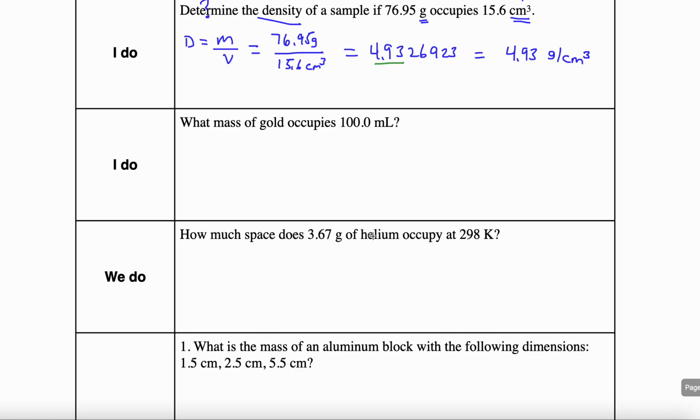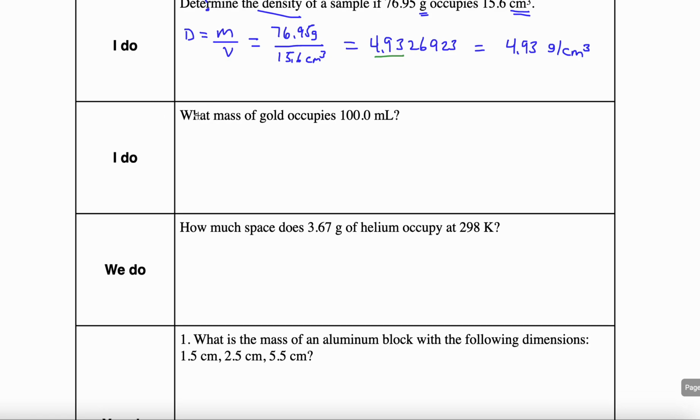So now take a look at the next I do. In this one, it asks what mass. So that means I need an answer that's going to end in grams. So what mass of gold occupies 100.0 milliliters, which is a volume. So in this problem, I have to change a volume into a mass. The relationship between mass and volume is the density. So my relationship to change between these two is the density.